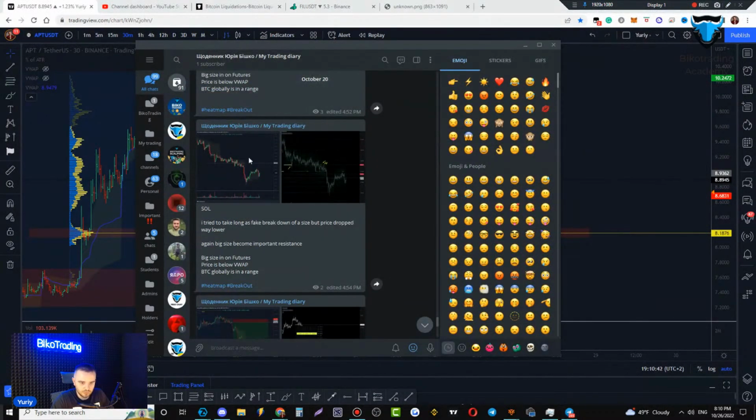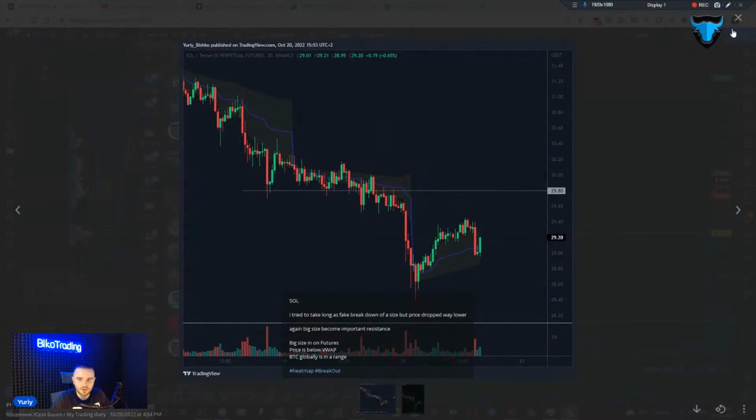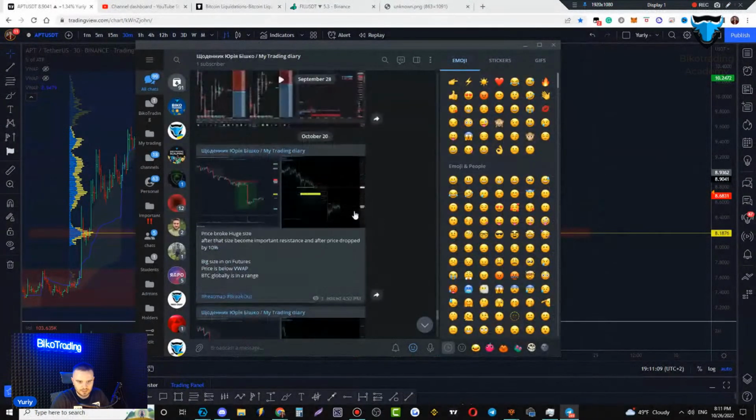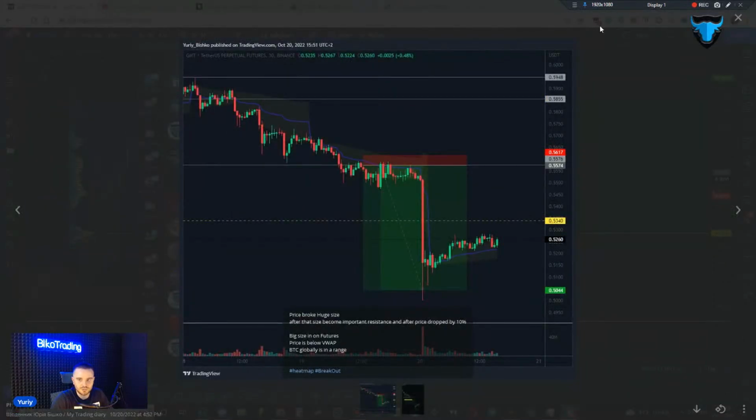Another example of a VWAP, how VWAP becomes important resistance, like here. That means if you see that VWAP is higher than the price, that means that a bigger amount of coins traded higher. And that means that someone pushes every time when price does some small rise, someone pushes it down, pushes it down. That's really important. And another example, it's like this one on GMT. Have a look.